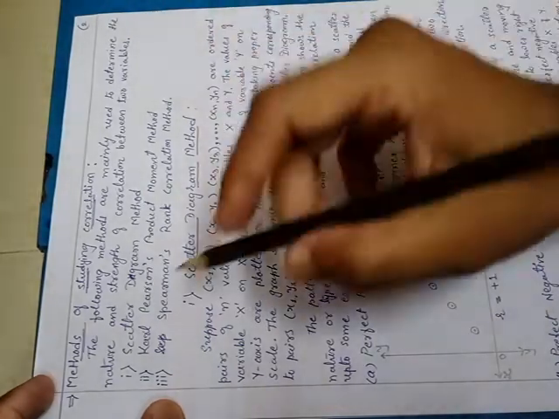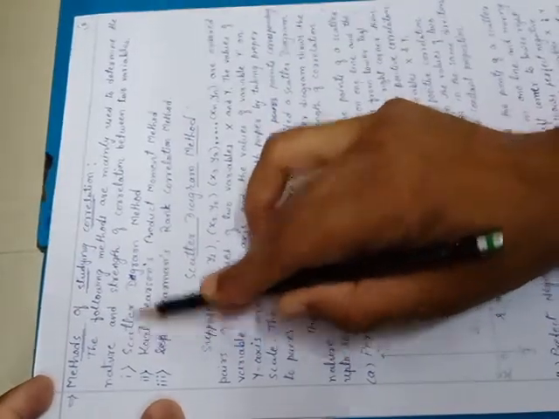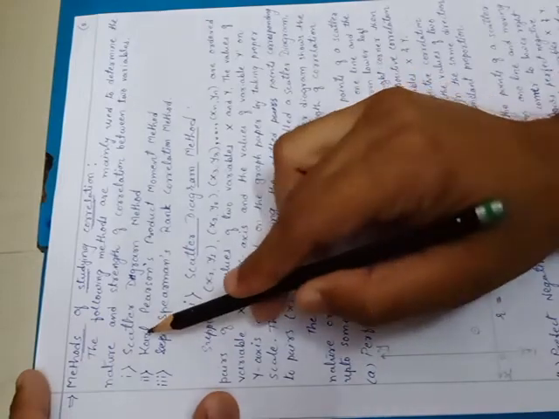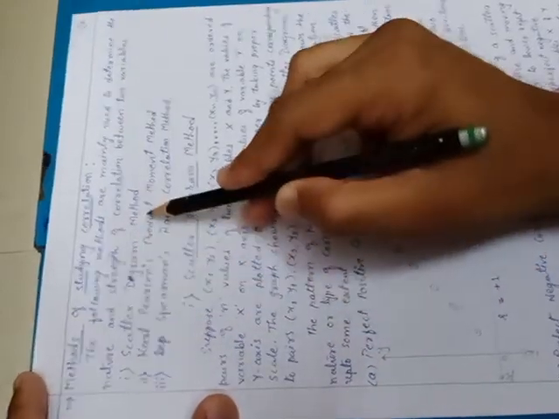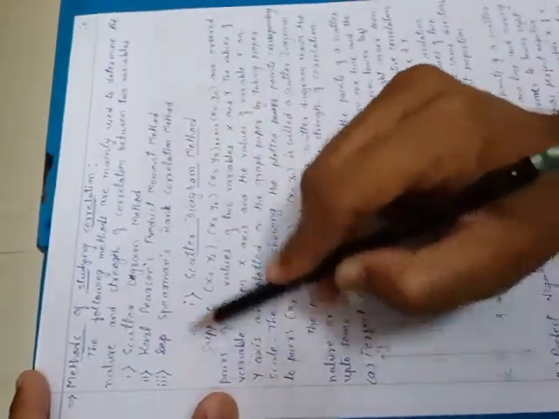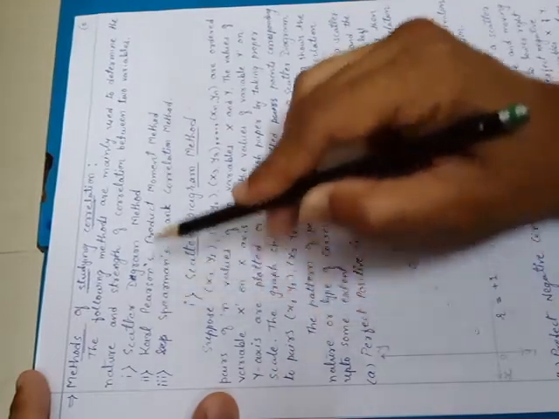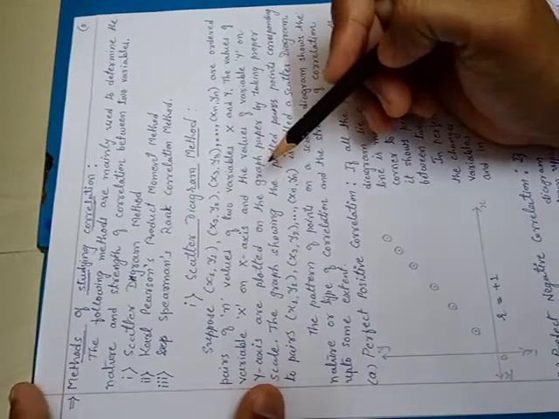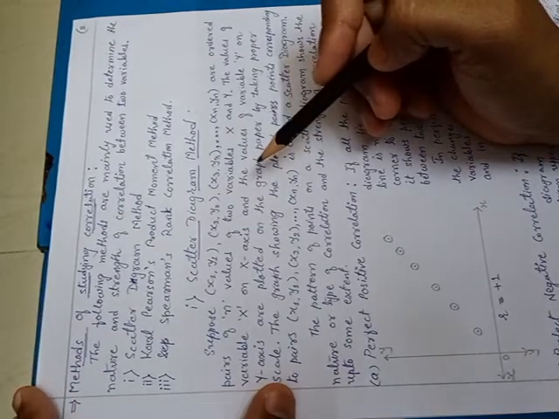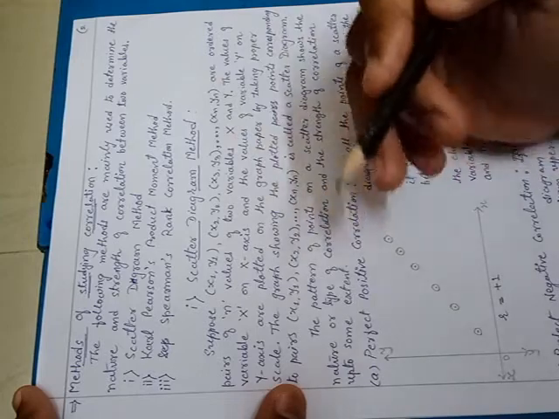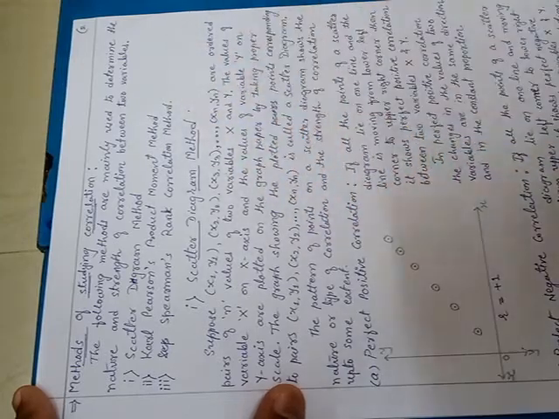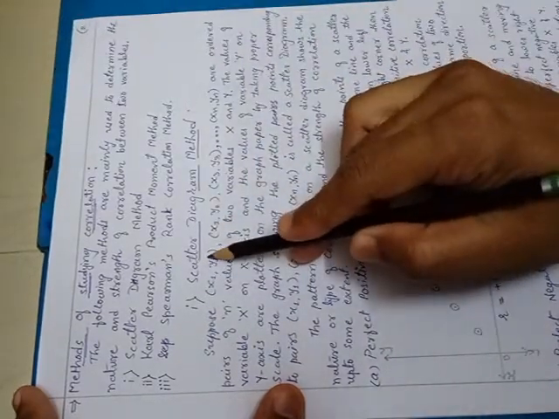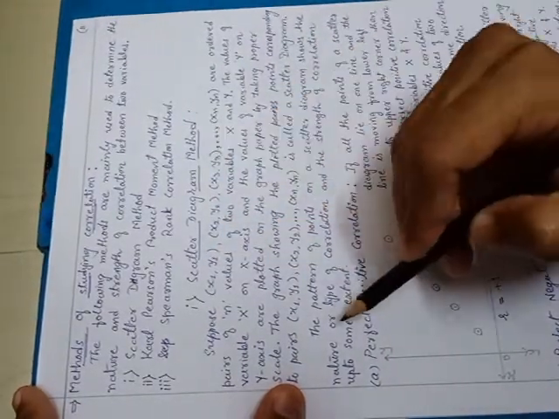The first one is the scatter diagram method to study the correlation. The second one is Karl Pearson's product moment method, and the third one is Spearman's rank correlation method. These are the three methods given to study correlation. Now we'll move on to each method one by one. First we'll discuss the scatter diagram method.